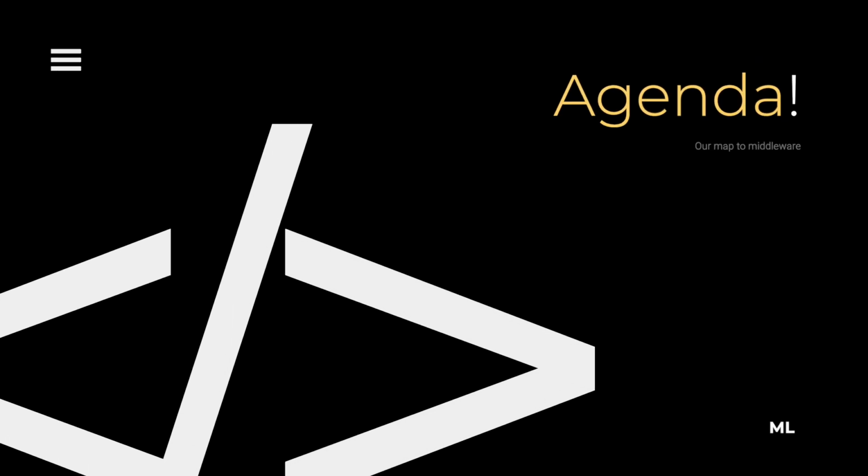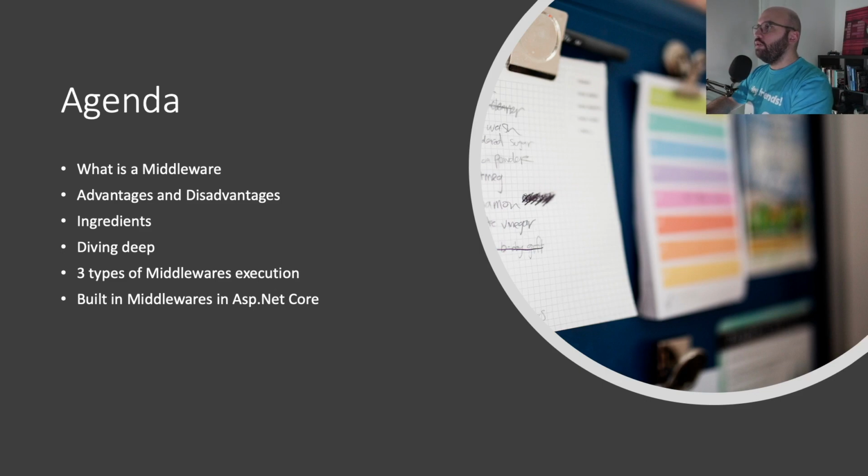First we're going to be discussing what middleware is, what they are and how they work. Then we're going to be discussing the advantages and disadvantages of middleware. Then we're going to be going through the ingredients that we're going to need in order to build our application. Then we're going to be diving deep into the different implementations of middlewares, the different types they have and the different ways of execution. And then we're going to be building our own middleware and see how we can utilize them inside ASP.NET Core.